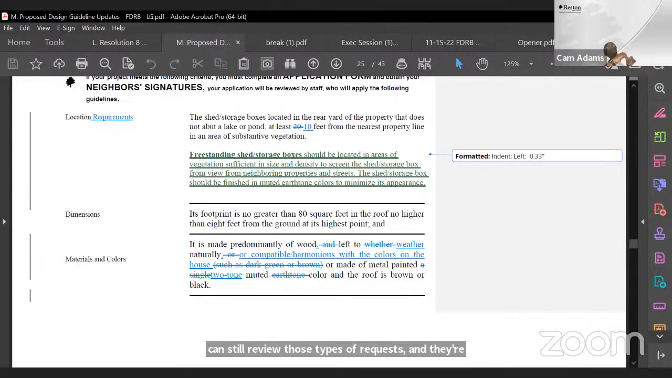And then also the color part, as it stands right now, staff can't review two-tone storage sheds. So if someone has a white shed and a brown trim, staff can't review it. So that's why we're making sure that we clarify that it's compatible and harmonious, and asking that you give us the ability to review those types of requests as long as they meet that requirement.